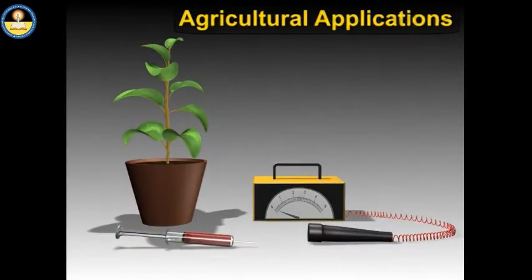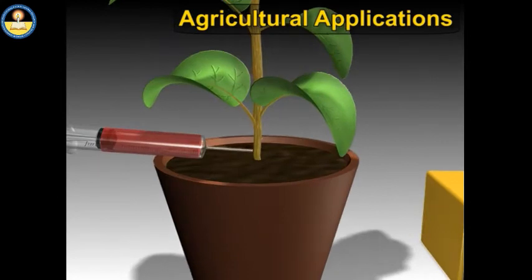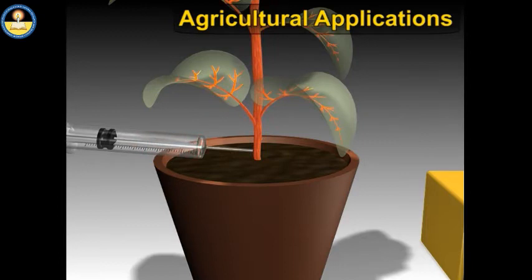Let us now learn about agricultural applications. The uptake of phosphate and the metabolism of phosphorus by plants can be studied using a phosphate fertilizer containing phosphorus-32.